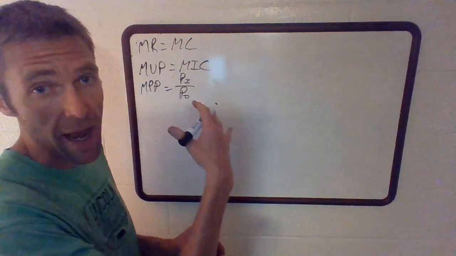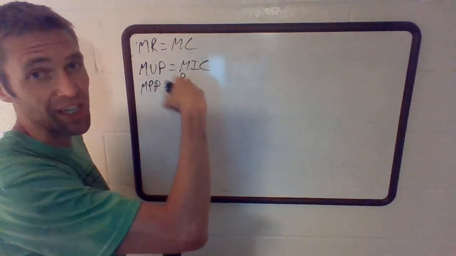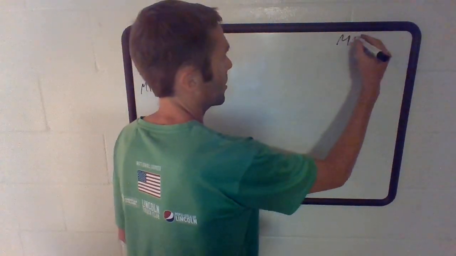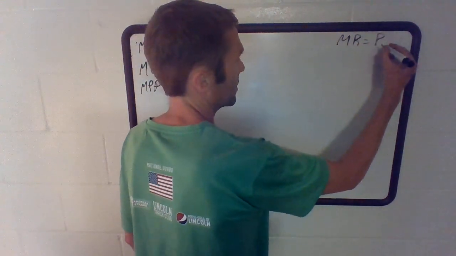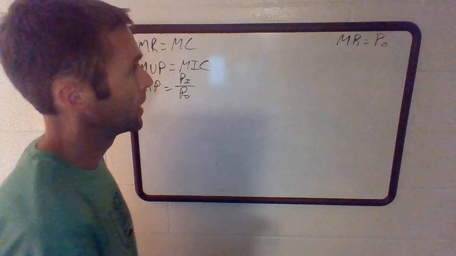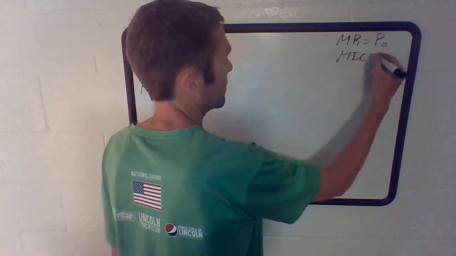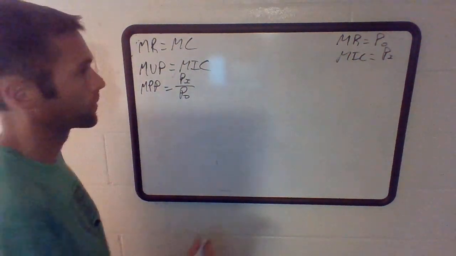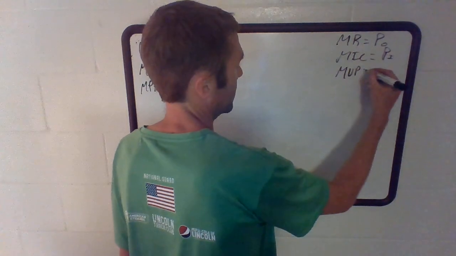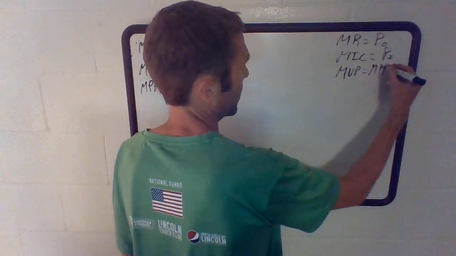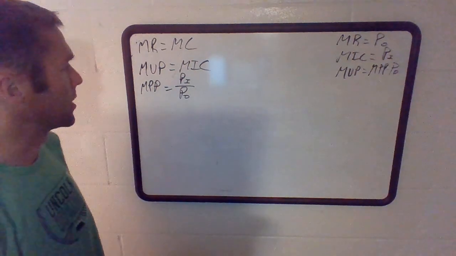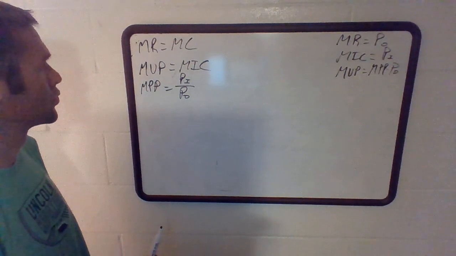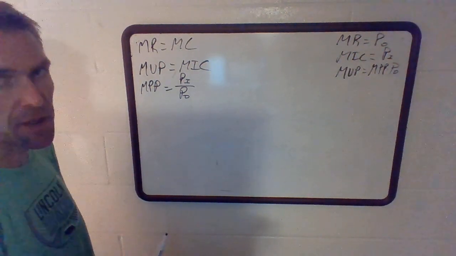Now, before we mix and match, we have to remember that some of these things have different names. For instance, marginal revenue is the same thing as the price of the output. And the marginal input cost is equal to the price of the input. And the marginal value product is equal to marginal physical product times the price of the output. I think that's enough for now.